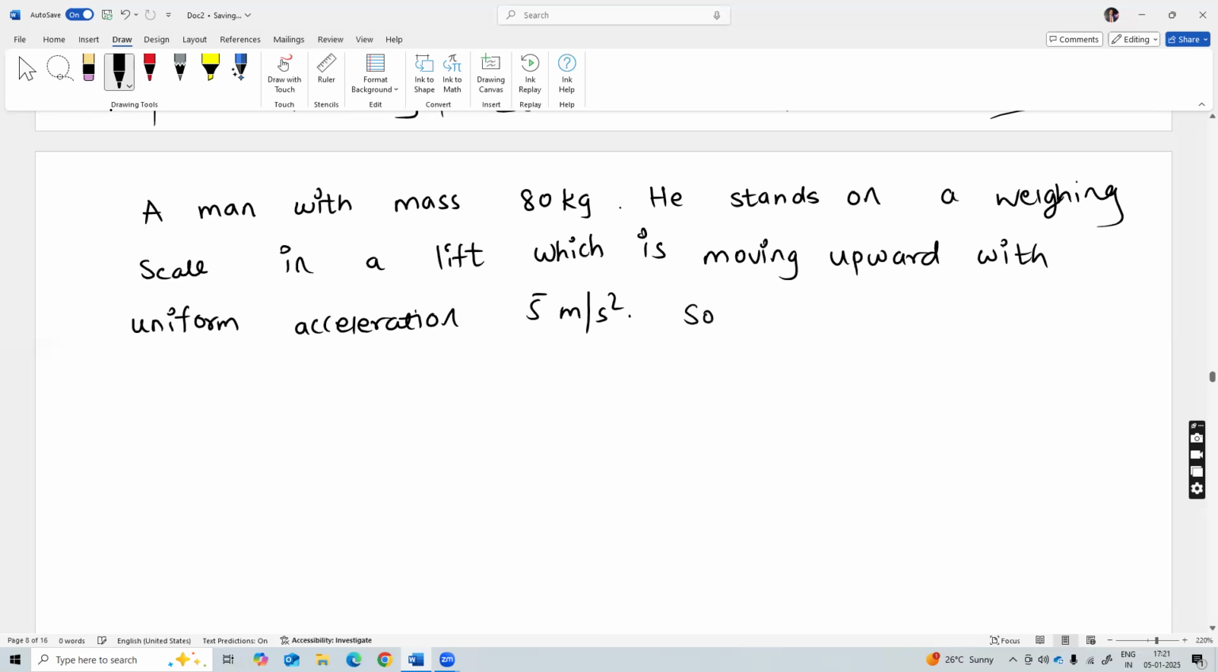So what would be the reading on a scale? Okay, so a man with mass 80 kg stands on a weighing scale in a lift which is moving upward with acceleration 5 meter per second square.